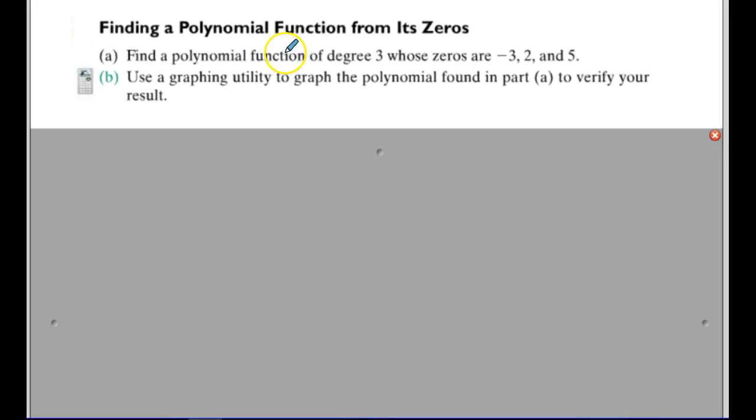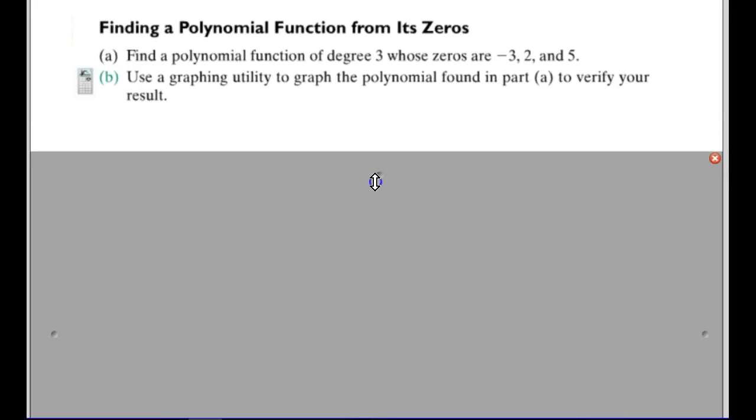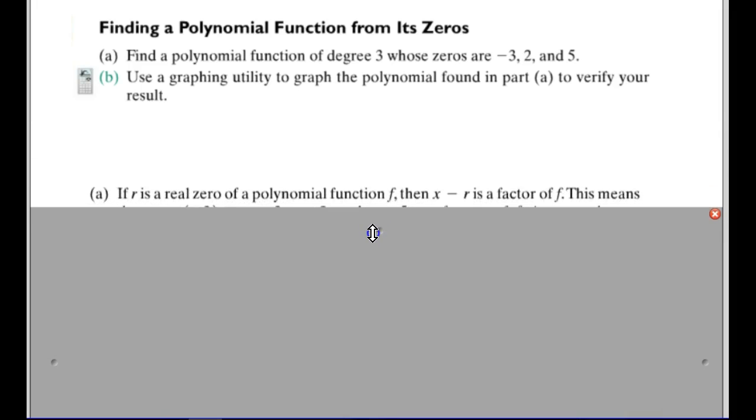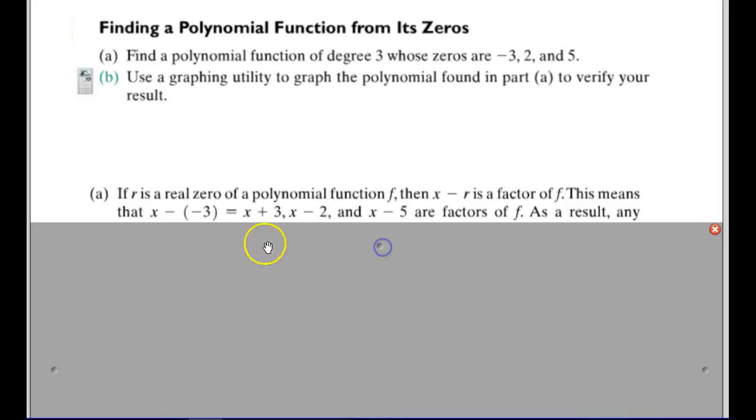So here we're going to find a polynomial from its zeros. I'm going to be given its zeros, kind of its degree, and I have to write the polynomial from that. And then I need to graph it to verify my result. Okay, so the first thing I know is that if r is a real zero, then x minus r is a factor. So I can go ahead and rewrite this. So I know I'm going to have factors of x plus 3, right, because I have x minus r, and that r was a negative 3. So I've got x plus 3, x plus 2, and x minus 5. So I know those are all factors.